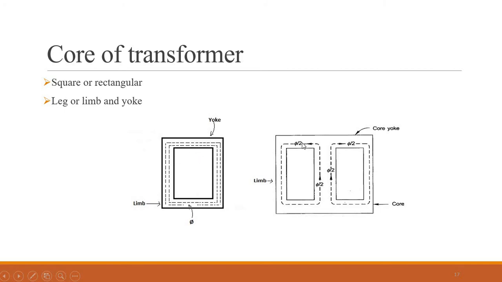And this is the core type transformer. For this, the winding is wound over here. This may be a core or shell type transformer. If it is single phase, then the winding is wound on the central limb, and if it is three phase, then the winding is wound on all three. Here the passage of the flux through this core is shown.